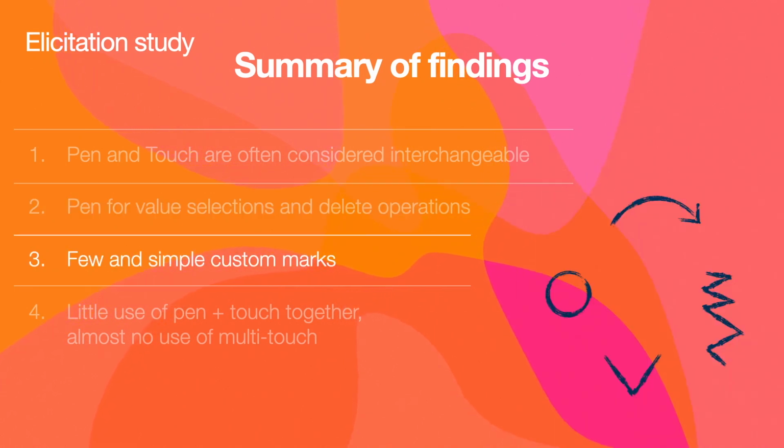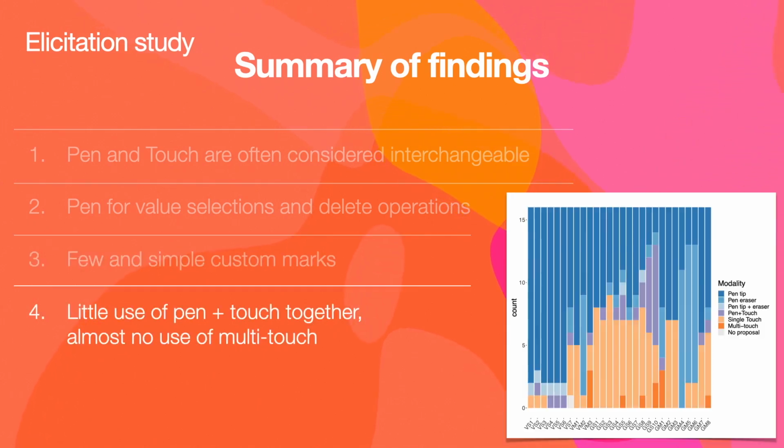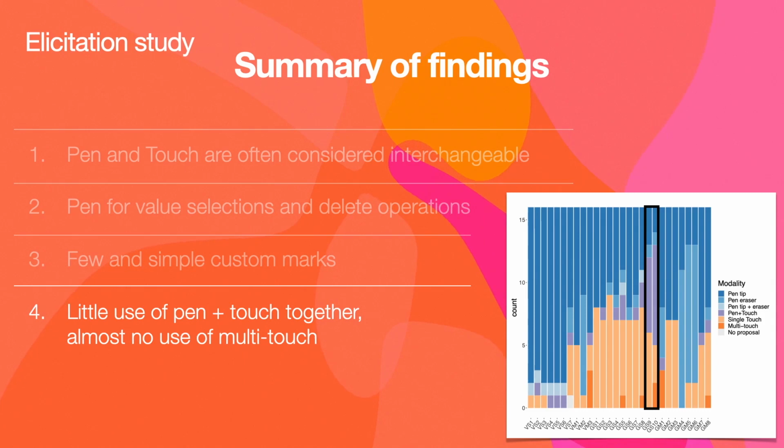Also, participants rarely use custom marks, and when they did, there were simple marks like circles, arrows, V-signs, and zigzags, and no two participants proposed the same mark. These marks could be useful as shortcuts for expert users, but our participants did not spontaneously propose to use them. In the end, there was very little use of pen and touch together, and virtually no use of multi-touch, since, as we saw before, multi-touch is always used for navigation, and our list of operations focused on selection and manipulation.